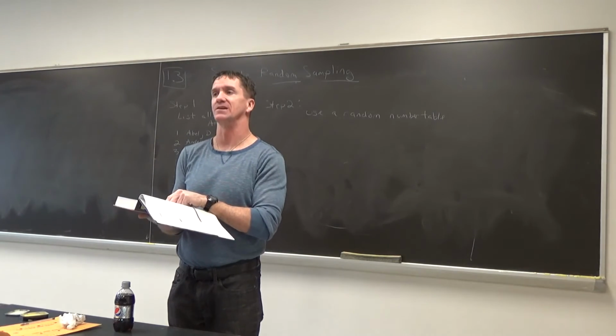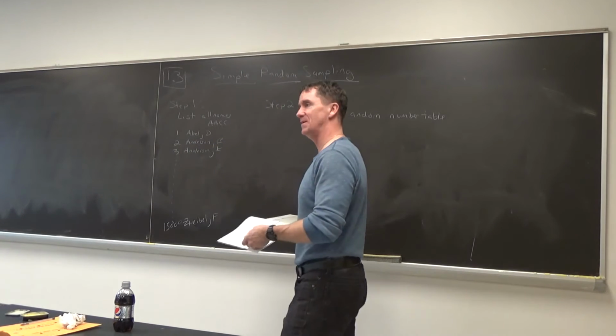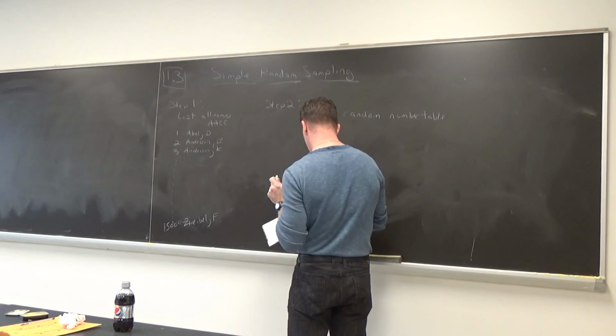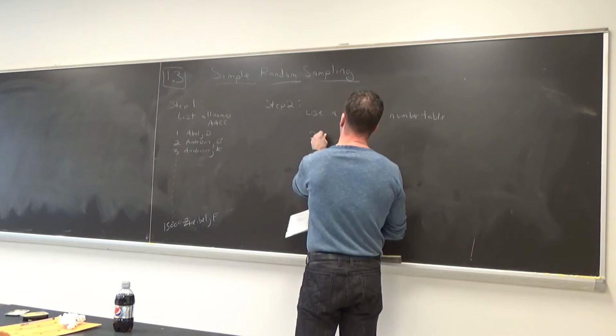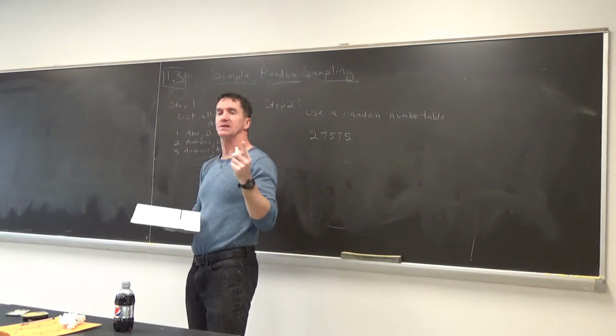If you don't have your book, I'm going to read it to you. Here it is. So here's a number. I'm going to write it down. This is going to be the first student in my sample. It's student number 27575. Okay. And I'm going to look them up. That's going to be the first student in my sample.